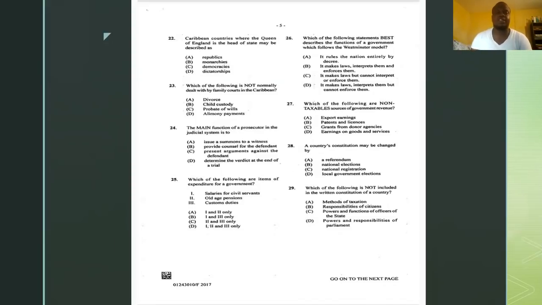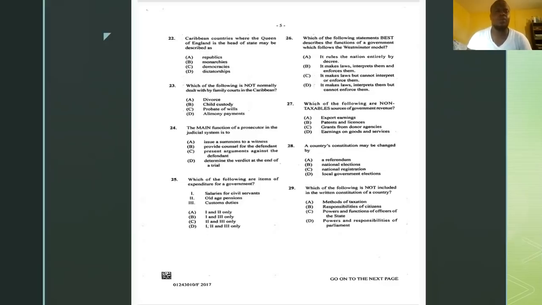Number 23 says, which of the following is not normally dealt with by family courts in the Caribbean? What is not normally dealt with by family courts? Is it A, divorce, B, child custody, C, probate of wills, or D, alimony payments? The only thing here that is not dealt with by the family court is C, probate of wills. The family court deals with divorce, child custody, and alimony payments.